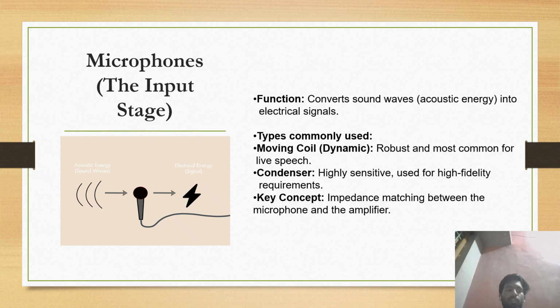For a PA system, we usually use dynamic microphones because they are rugged and do not require an external power source. They work on the principle of electromagnetic induction. A coil moving through the magnetic field creates the electrical signal that represents your voice. Types commonly used: moving coil, that we saw before, and condenser, highly sensitive, used for high frequency requirements. Key concept: impedance matching between the microphone and the amplifier. That is all about the microphone.